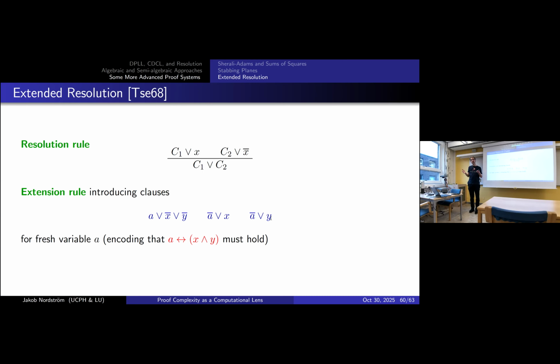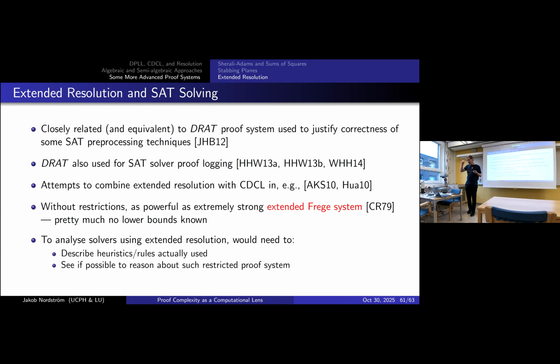And now if you take the resolution proof system and you just add this rule that you can always introduce a new variable A and these three clauses, how much could possibly happen? Turns out that this is a complete game changer. Firstly, extended resolution is very similar to, but not exactly the same as, the so-called DRAT proof system that has been used to formalize proofs of correctness for SAT preprocessing techniques. And DRAT is the most well-known proof system that is also used for SAT proof logging.